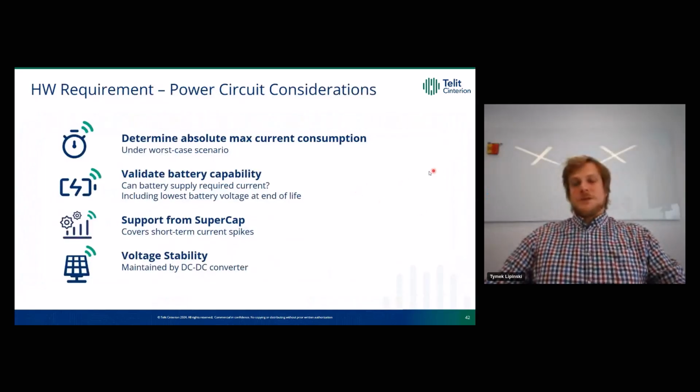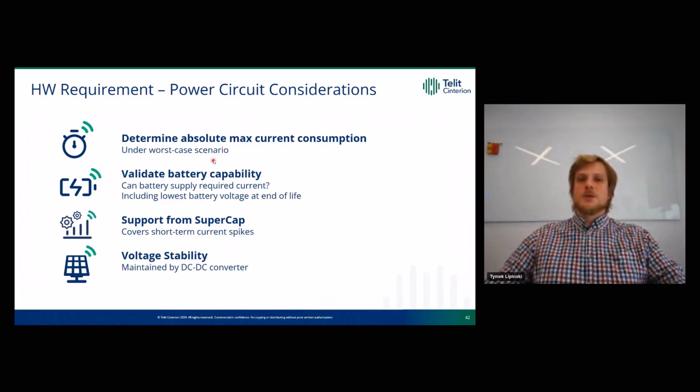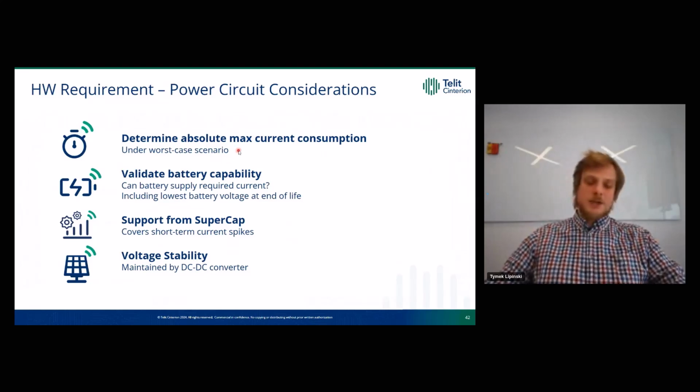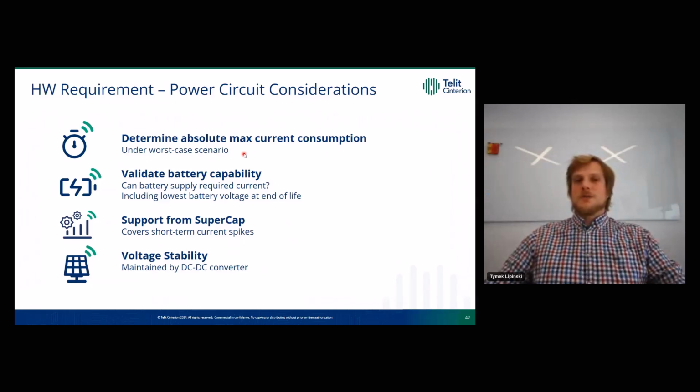Some power circuit considerations. So we go and determine the absolute max current consumption of our entire system under worst case scenario. So we factor in age, time, temperature, and network conditions. We have to validate our battery capability. So can our battery supply sufficient current? And we have to include the lowest battery voltage at the end of life of the battery when it's nearly empty. Do we need support from a supercapacitor just to cover short-term current spikes?